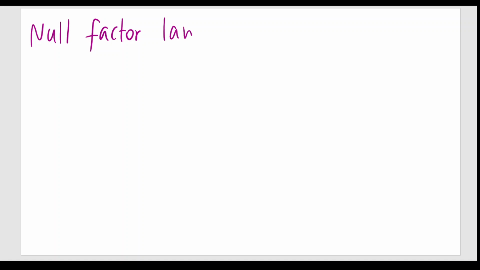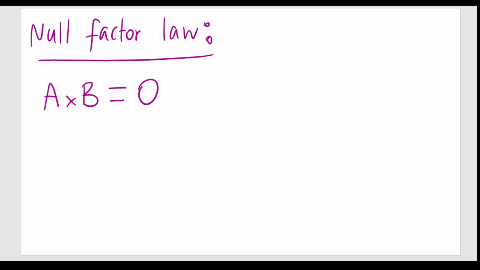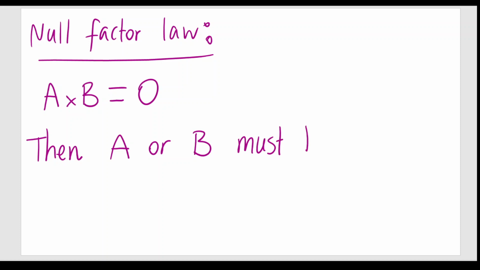And the null factor law states that if A times B is equal to 0, then A or B must be equal to 0. Of course, you could have both A and B equal to 0.